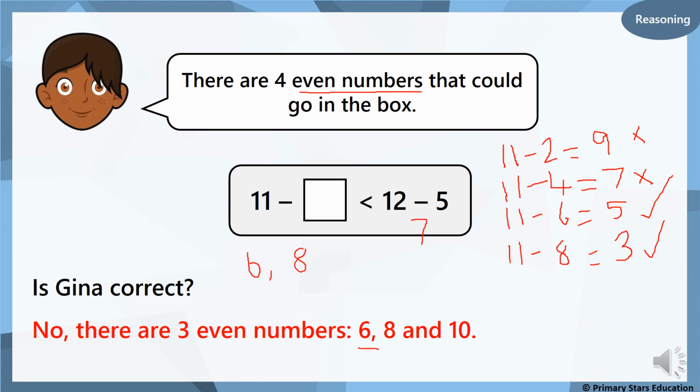And then let's try 10. 11 take away 10 is 1. So we can also have 10. Now if we start to take away 12, we'd go into negative numbers. So these are the 3. So you've proved it. So it says no. You've shown me what the answers are and you've proved it that the 3 even numbers are 6, 8 and 10. So no, Gina is not correct.